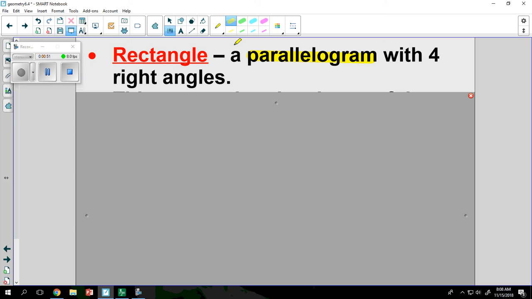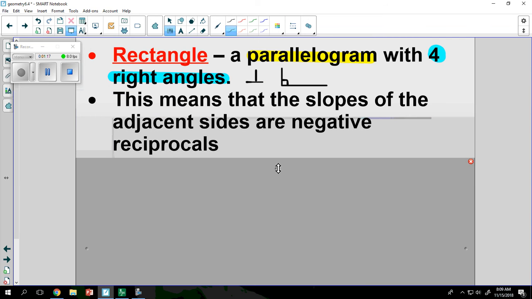The thing that makes the rectangle unique, in addition to being a parallelogram, is that it has to have 4 right angles. So that's the extra requirement. And since it has right angles, a reminder: if two lines intersect at a right angle, that means that they're perpendicular. So if they're right angles, they've got to be perpendicular to one another. And this means that the slopes of the adjacent sides are negative reciprocals.